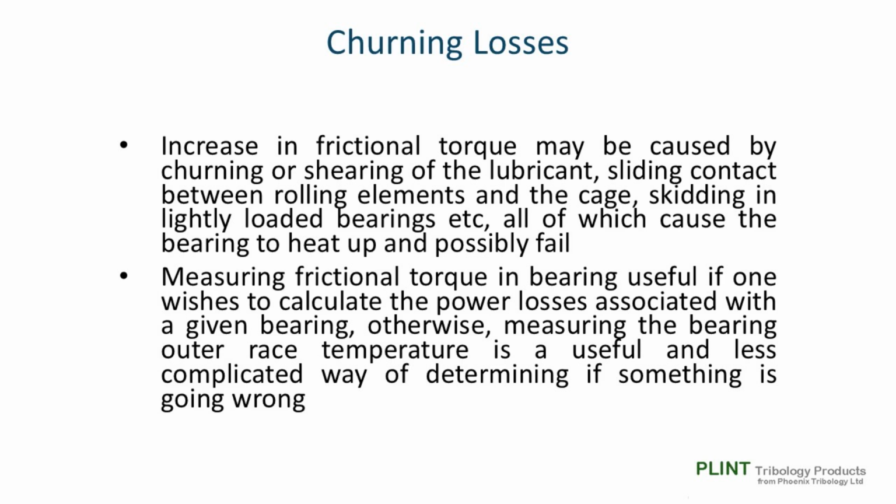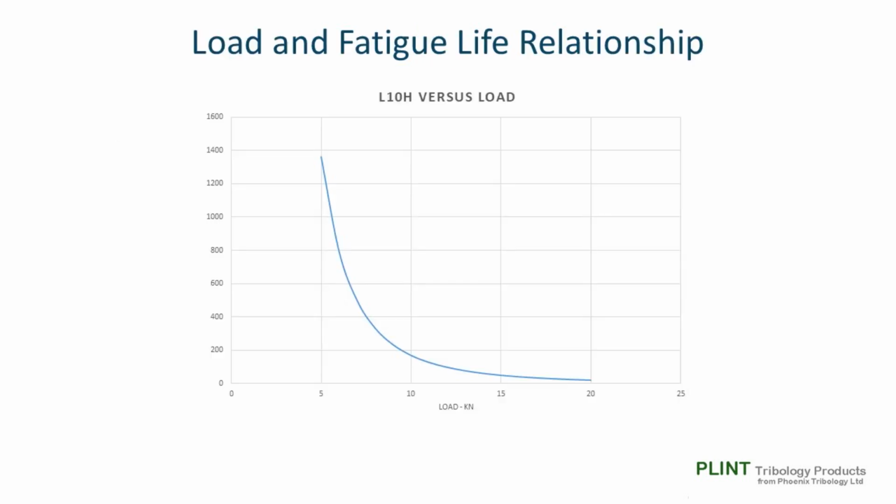Measuring the frictional torque in the bearing may be useful if one wishes to calculate the power losses associated with a given bearing. Otherwise, measuring the bearing outer race temperature is a useful and less complicated way of determining if something is going wrong. Higher loads lead to a shorter time before crack initiation and propagation, thus reducing the bearing's fatigue life. The graph has been generated using the SKF online bearing life calculator for an axially loaded 7206 angular contact bearing running at 6,000 RPM and a temperature of 70 centigrade.